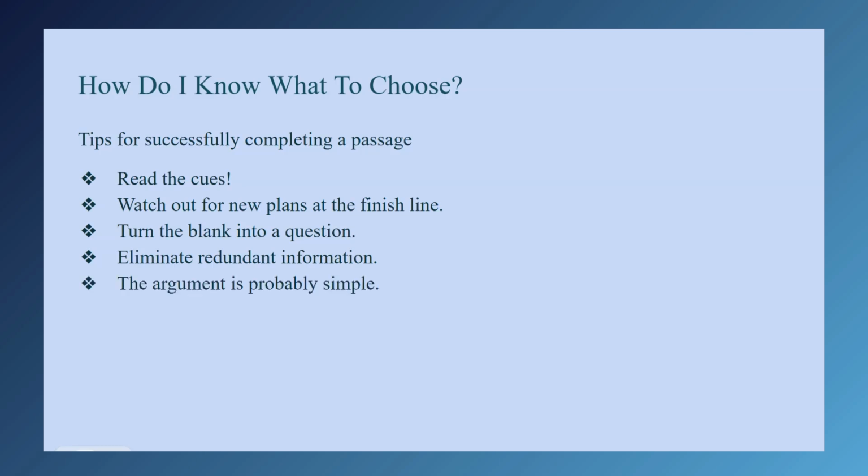And trick 5, the argument is probably simple. The GMAT rewards clear, focused logic. Most conclusions are pretty simple. If you find yourself getting lost in a complex answer or overthinking it, take a step back. You can also use your review feature on your questions if you need some space from it, and ask yourself, does this directly help the author achieve what they're trying to achieve? If you cannot see that it directly helps them, it's probably a trap.